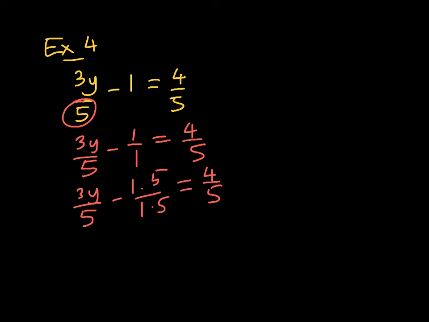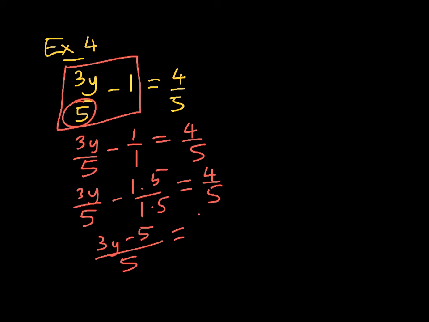Wait a minute, whatever you do on this side, don't you do on the other side? Not yet. Because we're just trying to find the difference between 1 and 3y over 5. So what this becomes is 3y minus 5 divided by 5, since both of them have the same denominator now, is equal to 4 over 5.